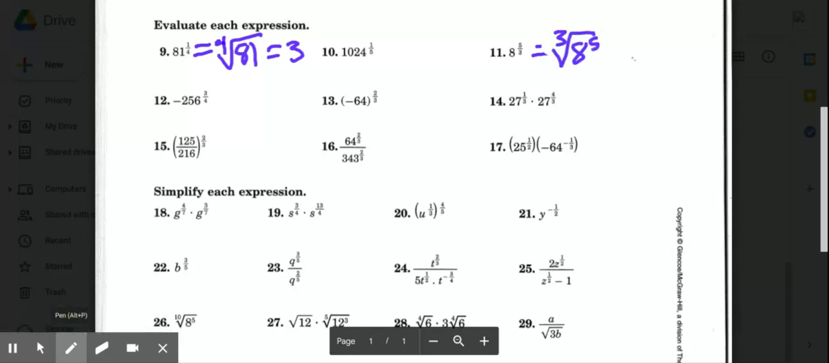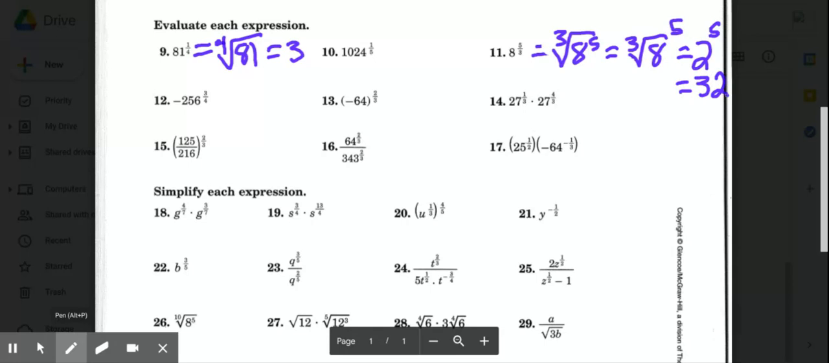Now, I really don't want to do 8 to the 5th in my head. I don't even want to get my calculator out because that's a really big number. It does not matter which order you do these in. So you can do 8 to the 5th and then take the cube root, or you can take the cube root of 8 and then raise it to the 5th power, which is what I'm going to do because I know the cube root of 8, what number times itself 3 times gives you 8, is going to be 2, because 2 times 2 times 2 is 8. So the cube root of 8 is 2, and then I'm going to raise that to the 5th power, which is 32.